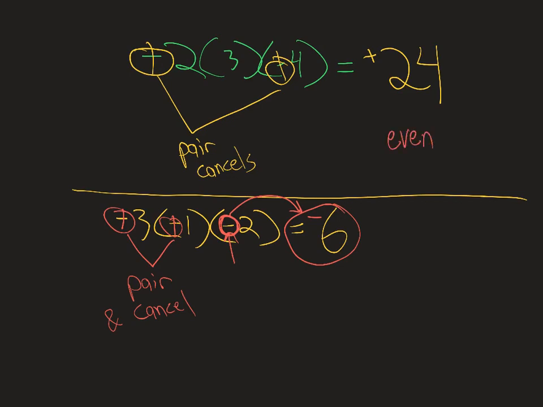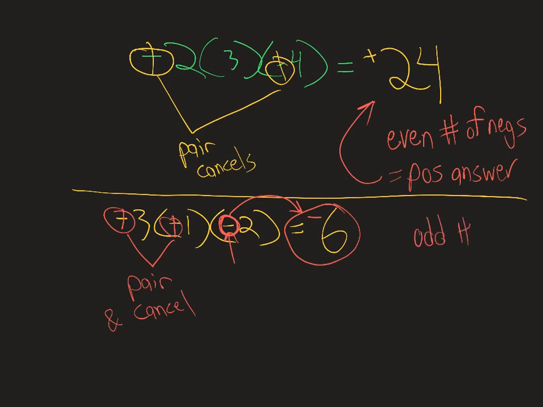If there was an even number of negatives, we get a positive answer. Because all those even numbers, they'll pair up and cancel. But if there's an odd number of negatives, one of them will always stay in the problem. It won't cancel. So you end up with a negative answer.